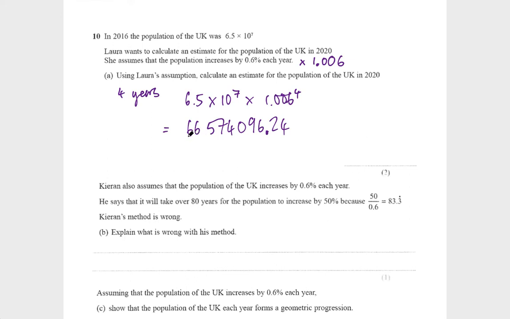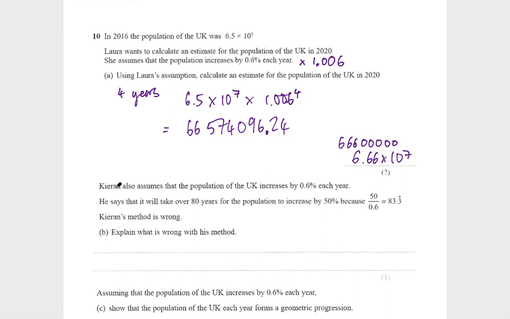So 6.66 times 10 to the power of 7, or you could write it as 66,600,000. That's the same number. Or you could write that in standard form as well, or just as that, but for an estimate you definitely wouldn't want to have a decimal, because it should be a whole number of people at least.